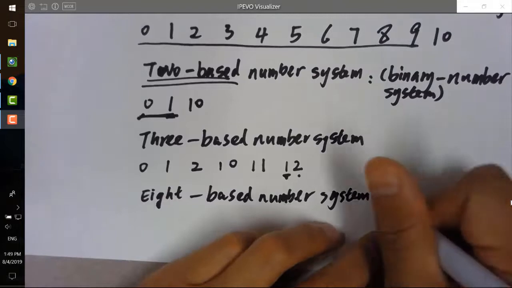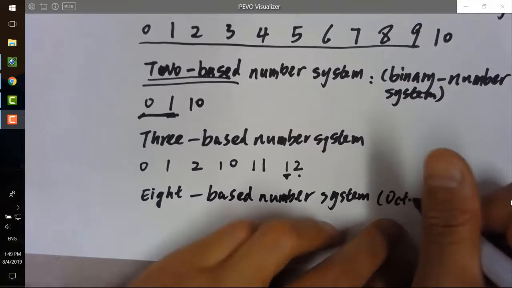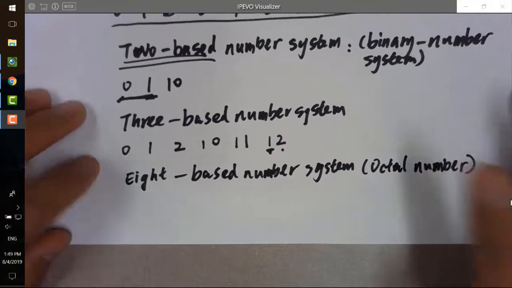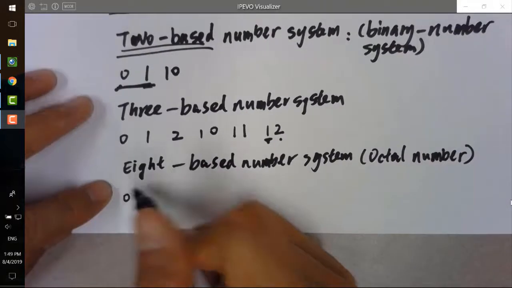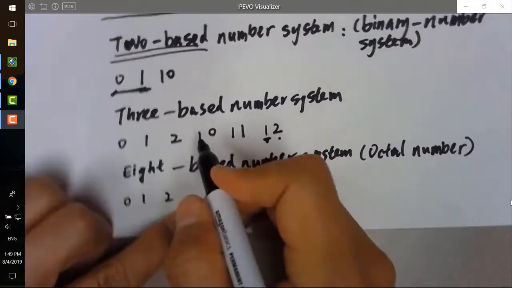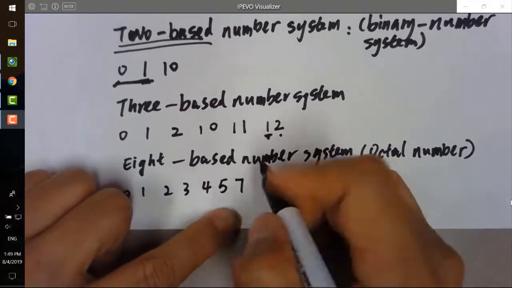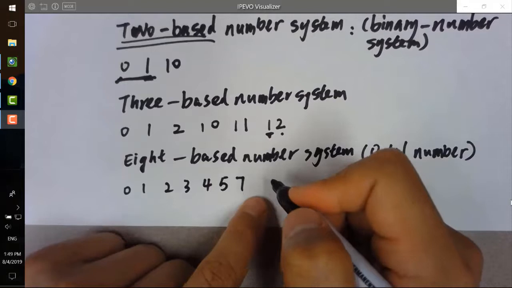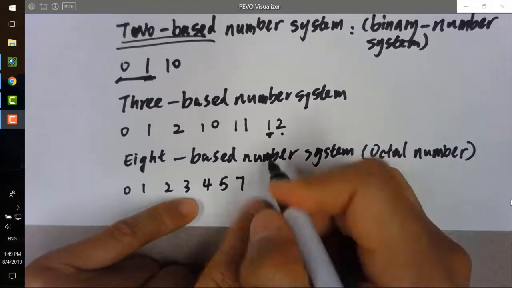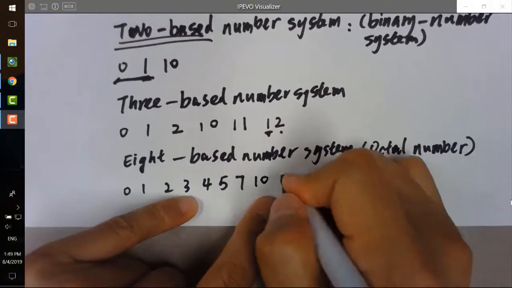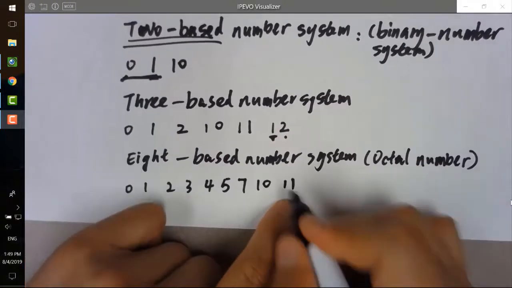So this is also called octal number. So we will have 0, 1, 2, 3, 4, 5, 6, 7. For 8, we won't have 8 here. So it's going to be 1 0 will be 8, and 1 1 will be 9. All right, then so on and so forth.